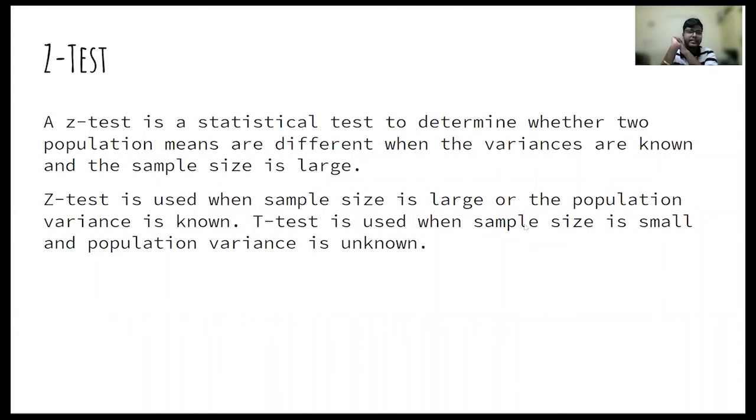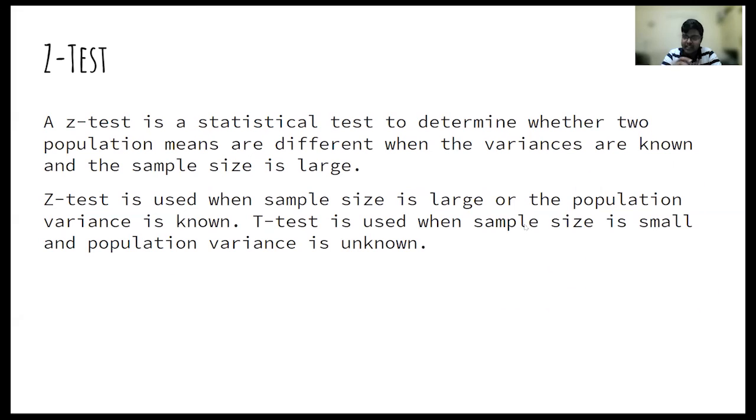So let's see what the Z-test is. The Z-test is a statistical test to determine whether the population means are different when the variances are known and the sample size is large. These are the two conditions to implement the Z-test. As we saw, if the sample size is, let's say, less than 50, then we usually use the t-test. More than 50, let's say around 200, 500, 1000, we use the Z-test.